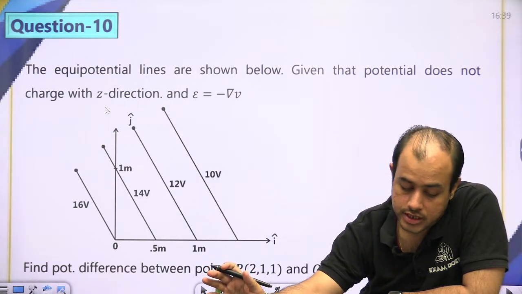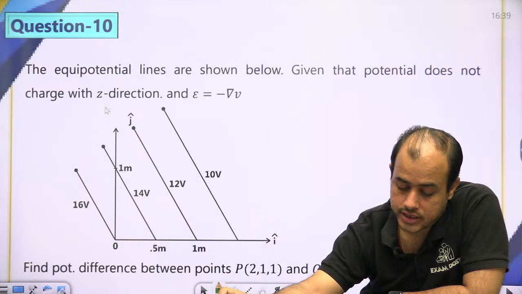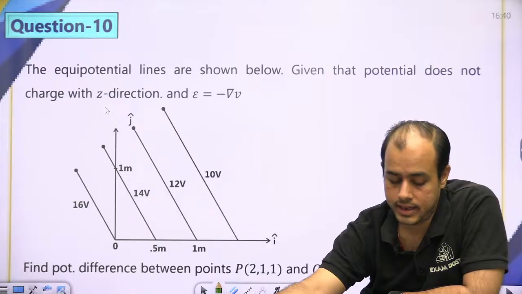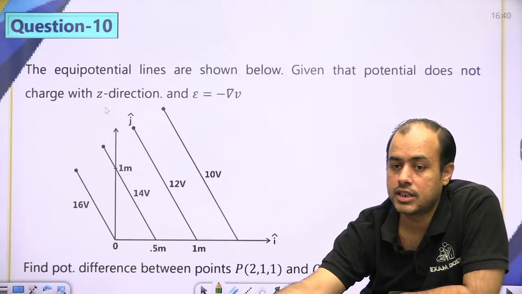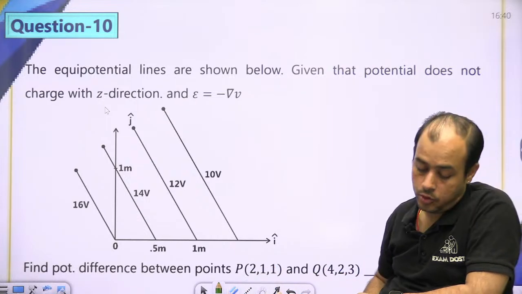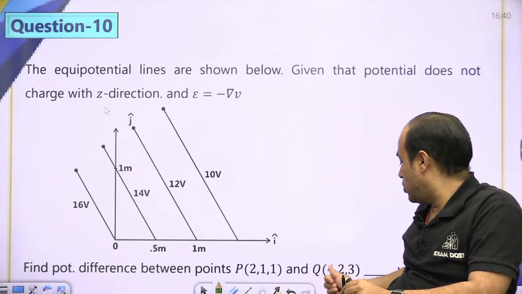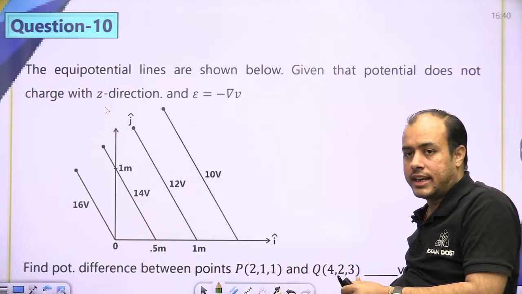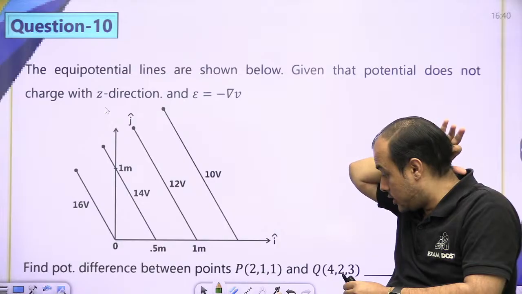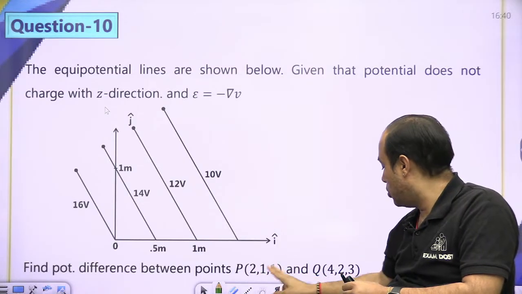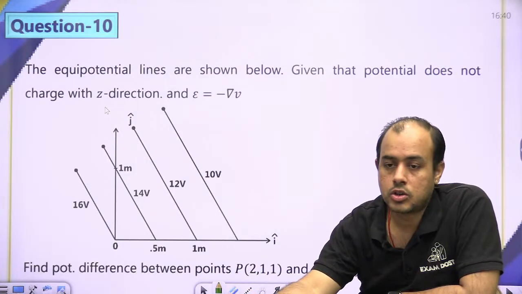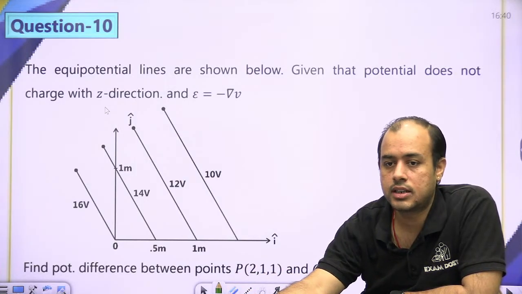Given that potential does not change with the z direction, electric field is minus gradient of V. Find the potential difference between the points 2, 1, 1 and 4, 2, 3. So I don't have to worry about the z coordinate. Potential does not change with the z direction. But what I need to worry about is the 2, 1 and 4, 2. Okay. 2, 1 and 4, 2.